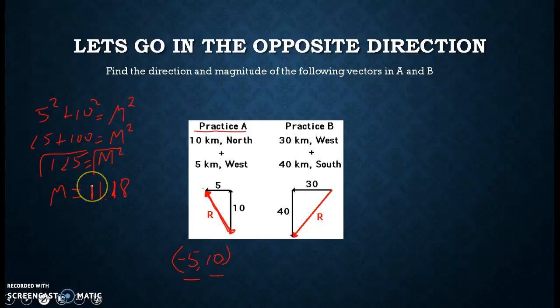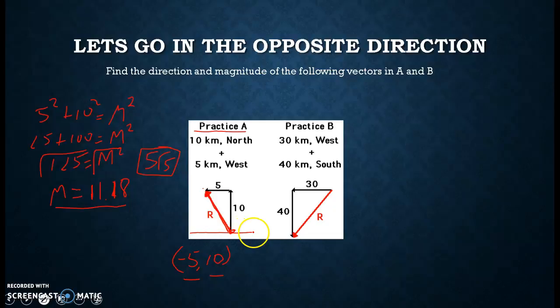I could find the exact measure by taking the square root of 125 and simplifying it. That would give me 25 times 5, which would be 5 radical 5, if I wanted to leave it in simplest radical form. But for right now, we're just going to say the magnitude is 11.18. But then I want an angle measure.